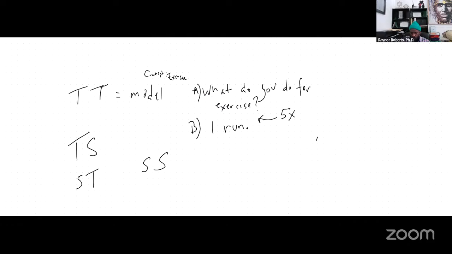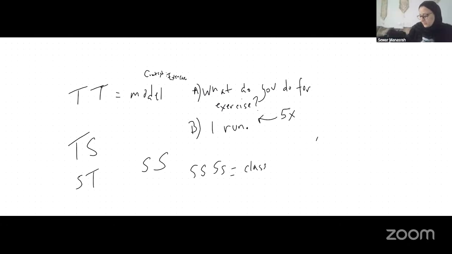Student, student, student, student, and that is the class. Here is when I go, let's say we had more people in the group. I'll say A, B, A, B, A, B. All A's right here, all B's right here. A's, what do you do for exercise? B's, I run. All right, go.